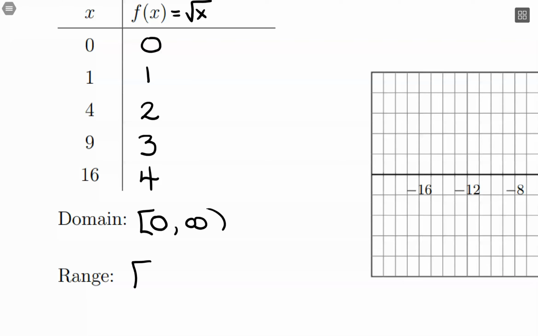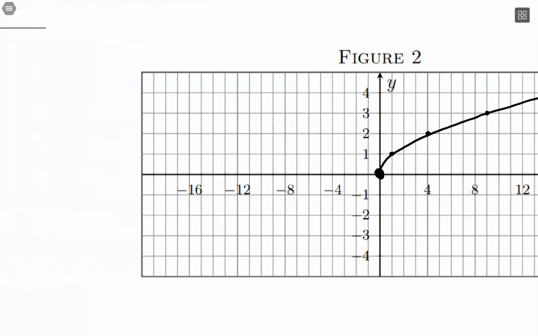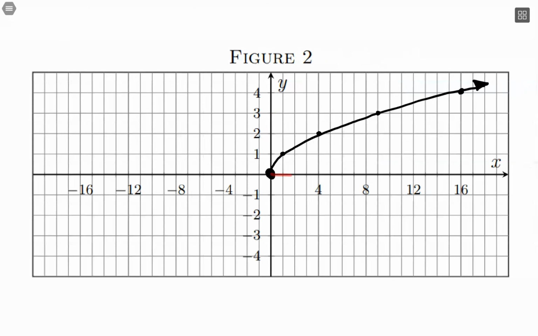For the range, same thing. So for the domain, in terms of x values, starting at x equals 0, and then we have x values that are positive, so that can be plugged in. For the range, our output starts at 0, and then we only have positive outputs for our function.